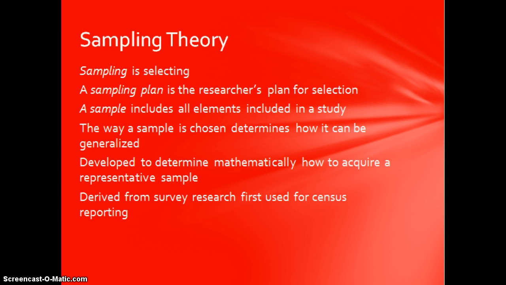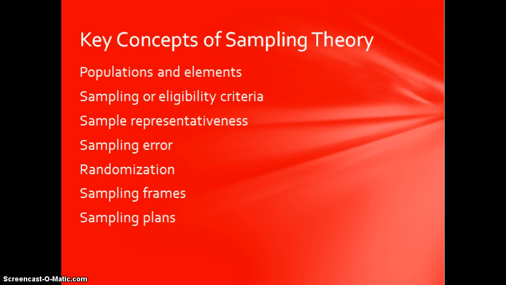Sampling involves selecting a group of people, events, behaviors, or other elements with which to conduct a study. Sampling theory was developed to determine mathematically the most effective way to acquire a sample that would accurately reflect the population under study. The key concepts of sampling theory are population, elements, sampling criteria, representativeness, sampling errors, randomization, sampling frames, and sampling plans.